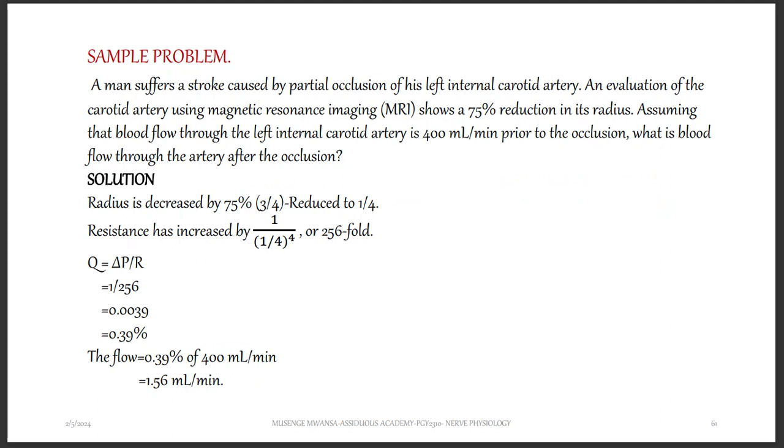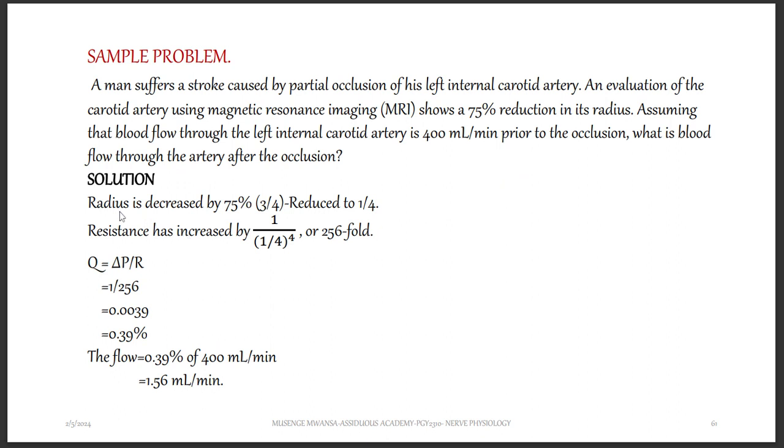You also have this one. A man suffers a stroke caused by partial occlusion of his left internal carotid. An evaluation using magnetic resonance imaging shows a 75% reduction in its radius. Assuming that blood flow through the left internal carotid artery is 400 mL per minute, what is the blood flow through the artery after the occlusion? This is after the occlusion.